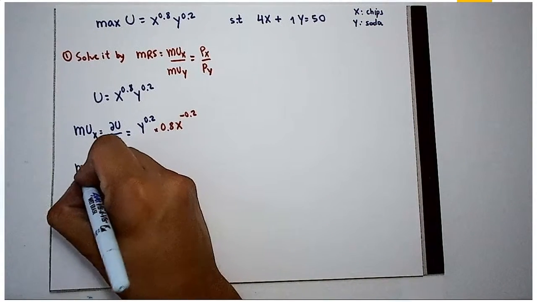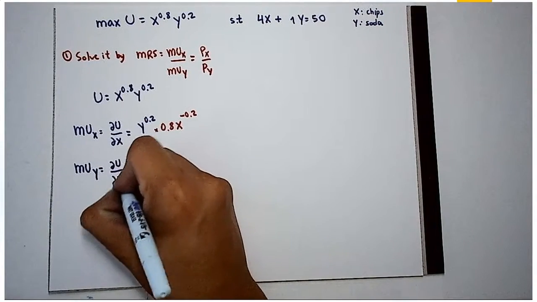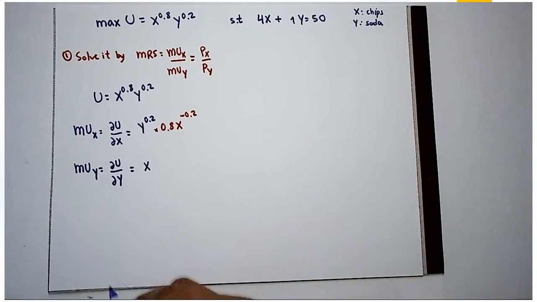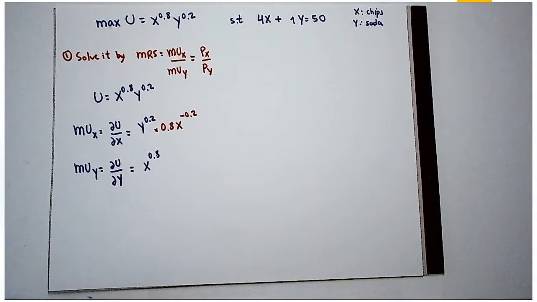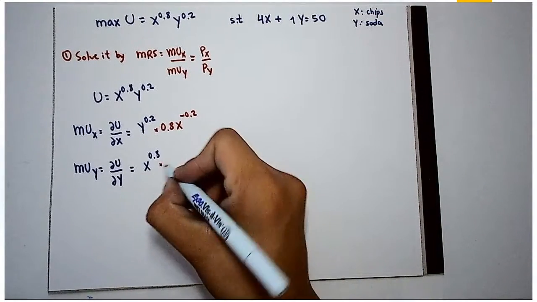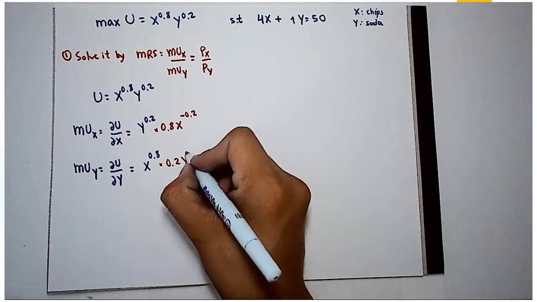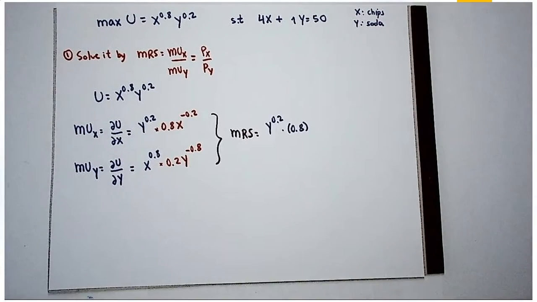Now let's solve for the marginal utility of y. This is the derivative of the utility with respect to y. So here the constant part is x to the 0.8 times the derivative of y, which is 0.2 y to the minus 0.8. This means that the marginal rate of substitution is simply the ratio between the two.